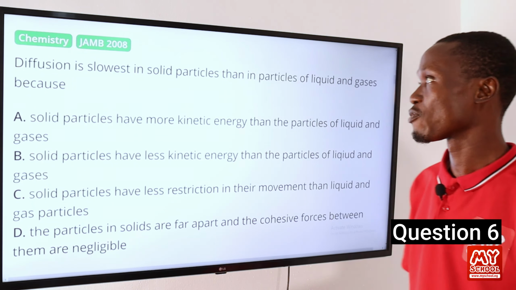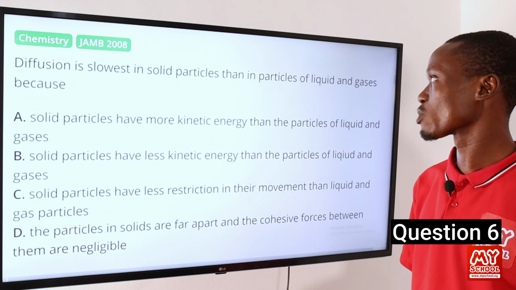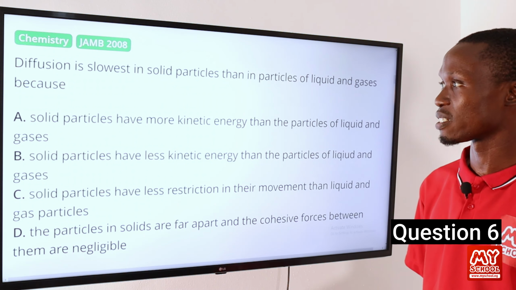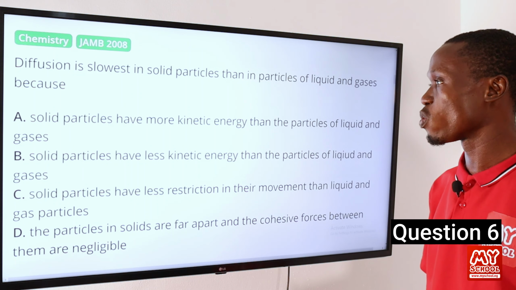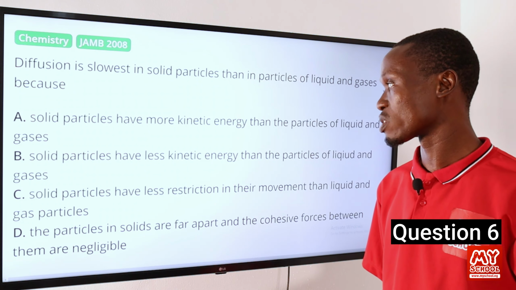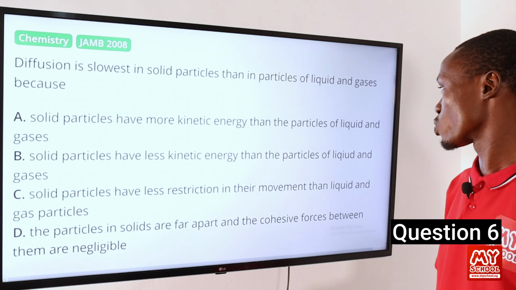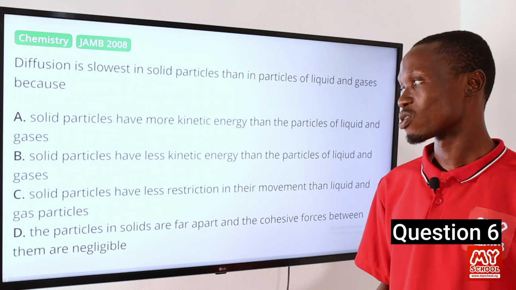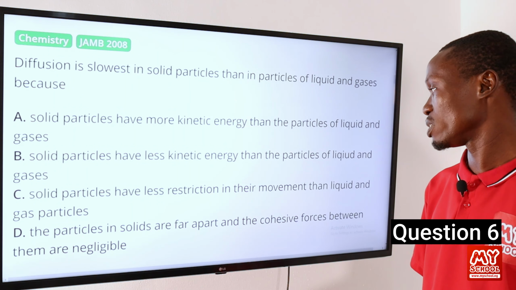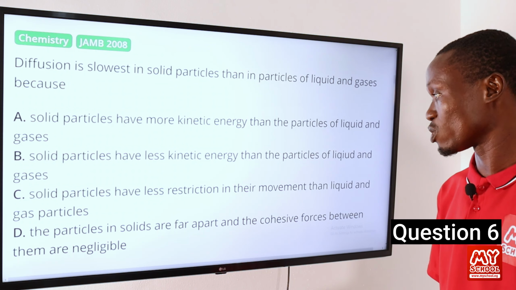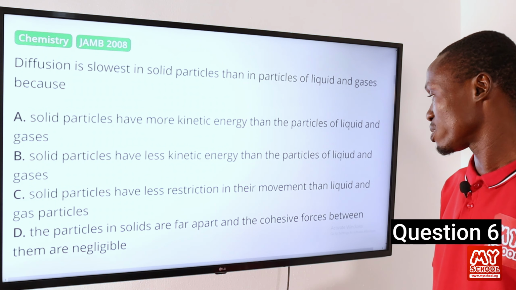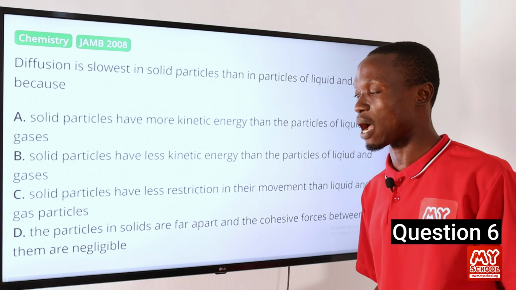Question 6. Diffusion is slowest in solid particles than in particles of liquid and gases because: A. solid particles have more kinetic energy than the particles of liquid and gases. B. Solid particles have less kinetic energy than the particles of liquid and gases. C. Solid particles have less restriction in their movement than liquid and gas particles. D. The particles in solids are far apart and the cohesive forces between them are negligible.